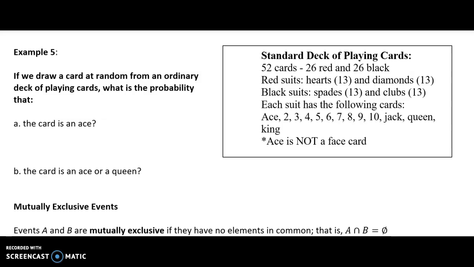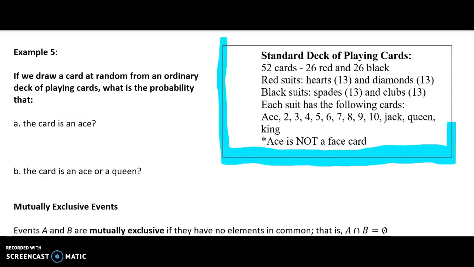Before we go any further, I'll let you know that in probability, there happens to be a lot of problems that have to do with a standard deck of playing cards. They make it easy for us to find probabilities, just the setup of a standard deck of playing cards. So if you're not familiar with a deck of playing cards, I have a reference right here. A deck of playing cards has 52 cards. There's 26 red cards and 26 black cards in the deck. So half are red, half are black.